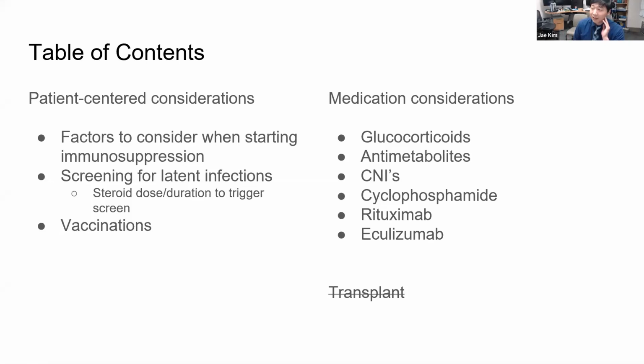And note that I deferred going into the transplant topic as I can't fit a whole year into this 25 minutes. So immunosuppression hygiene, let's go.